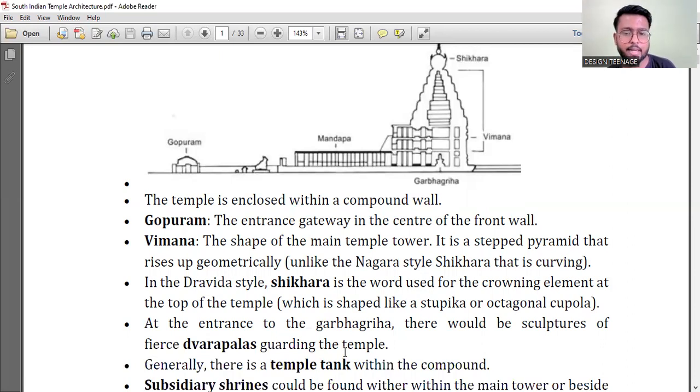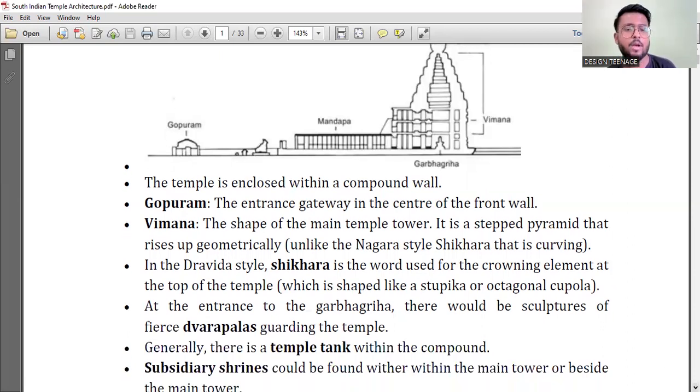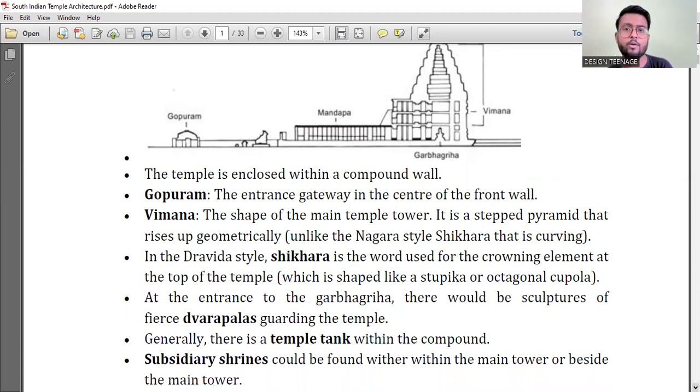Now, generally, there is a temple tank within the compound, which you have already seen in the Meenakshi temple. Can you compare and relate the things? The temple tank is the pond that they are talking about. Can you compare it? Yes. Okay. So, what is this temple tank used for? Any idea? Yes? What is it used for? Just give an abrupt idea.